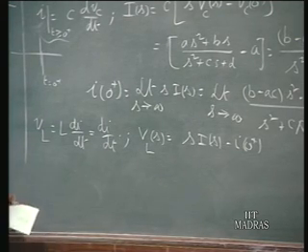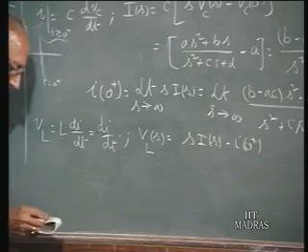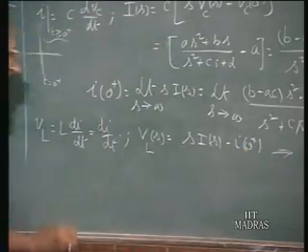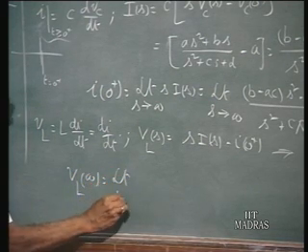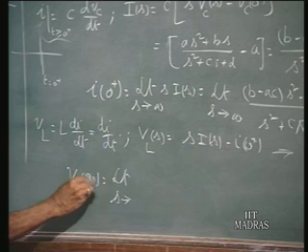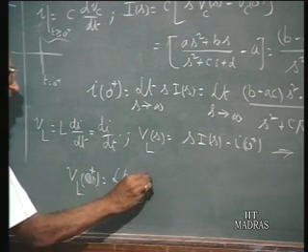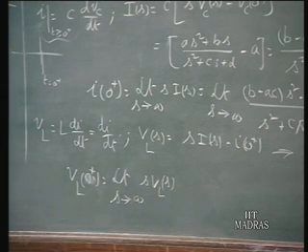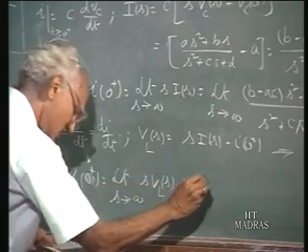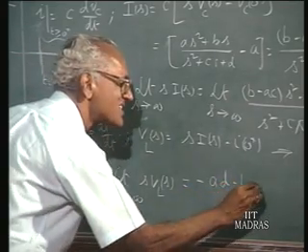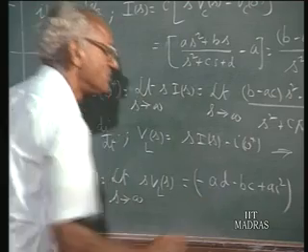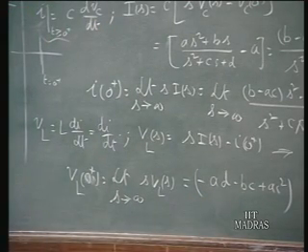I will not go into the details of this. This will turn out to be some expression, and then VL of 0 plus, that is what we are interested in, is the limit as S goes to infinity of S times VL of S. So after carrying out this work and taking this limit as S goes to infinity of S times VL of S, you will get the answer minus AD minus BC plus AC squared volts, which is the value of the voltage across the inductor.